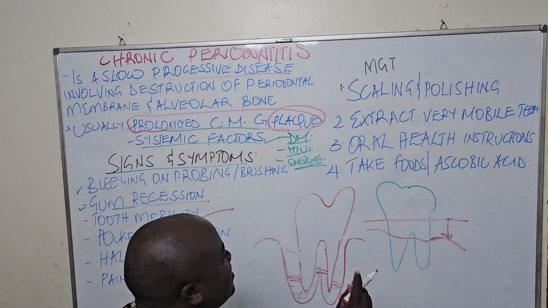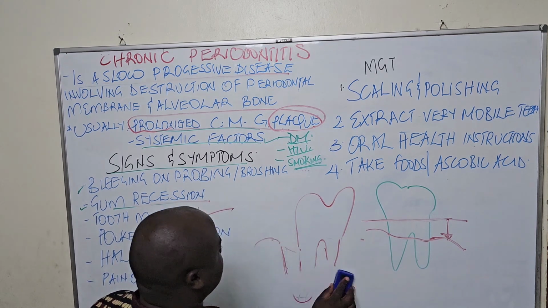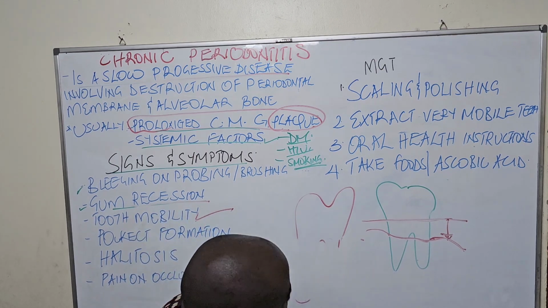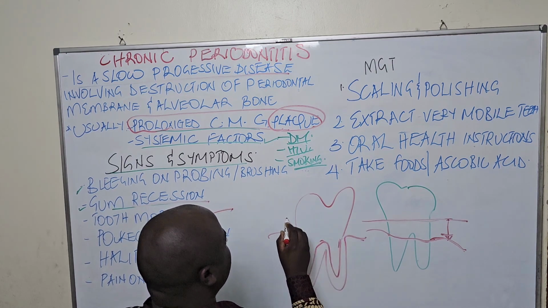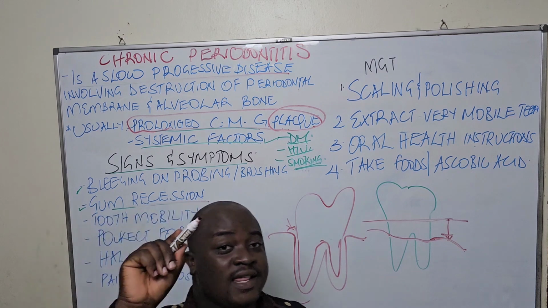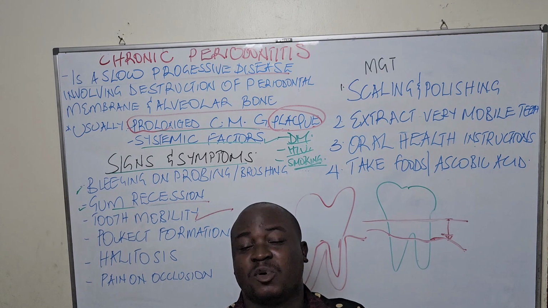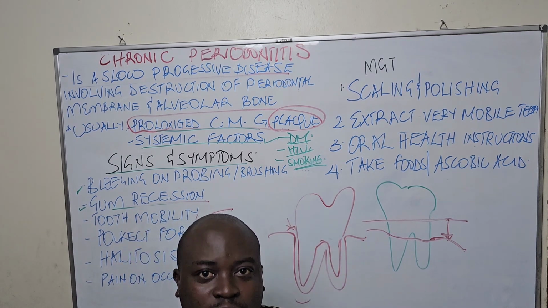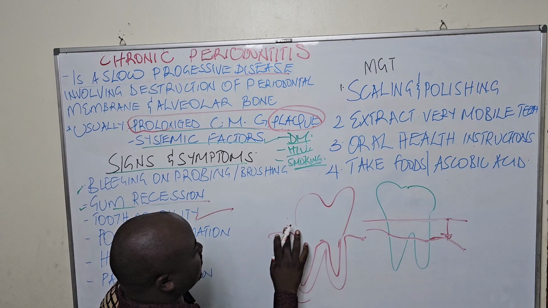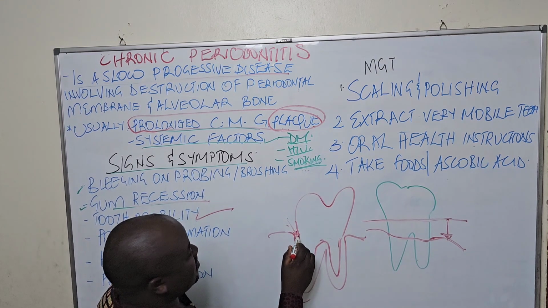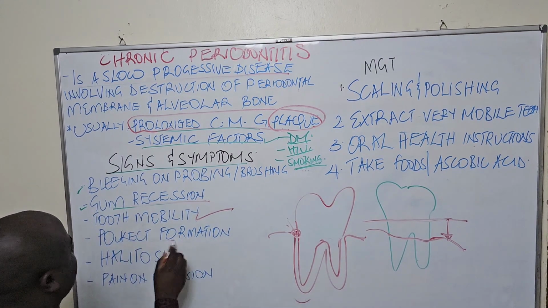And we say the gingival crevice is the area between the tooth and the alveolar bone. We said that this area is supposed to have a normal depth of between 2 to 3 millimeters, because it is measured by a periodontal probe. But in instances where it is diseased, around here, it becomes what? Pocket.